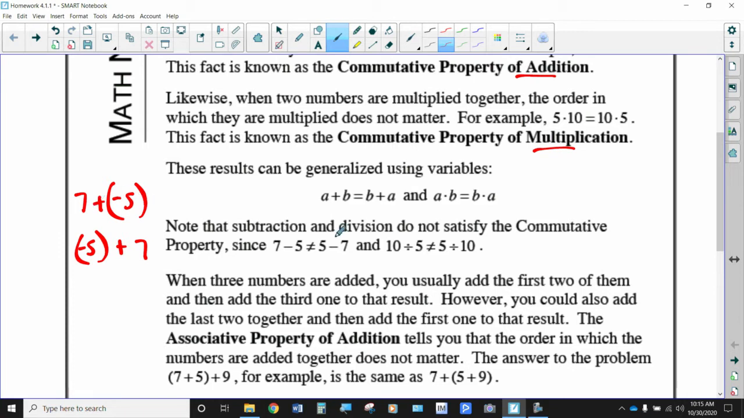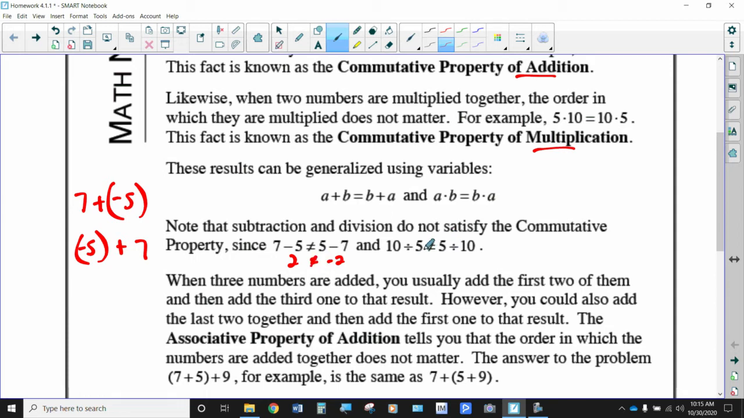So 7 minus 5 was negative 2, and no, it's not. It's positive 2. And negative 5 plus 7 is also positive 2. So this would work where this one would not, because 5 minus 7 is negative 2. So those are not equal.